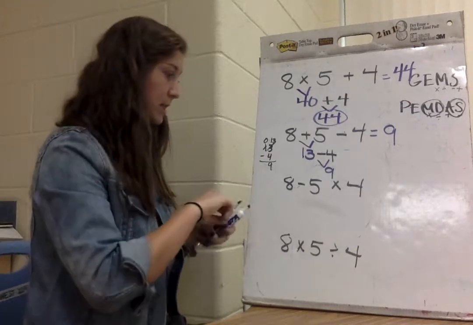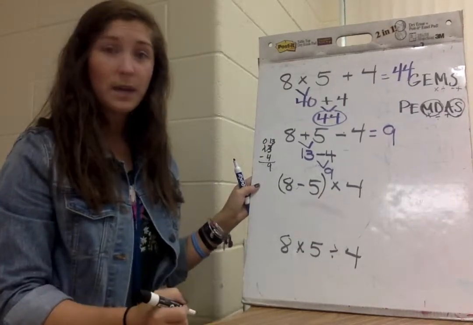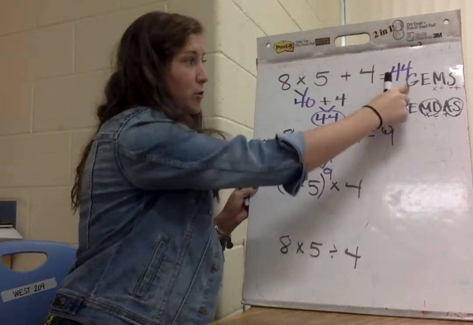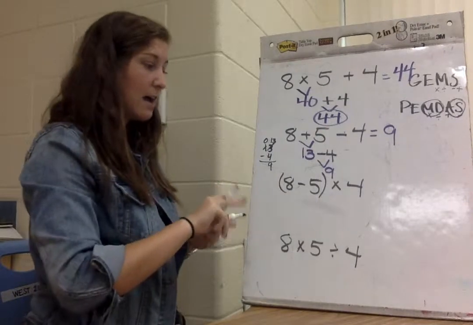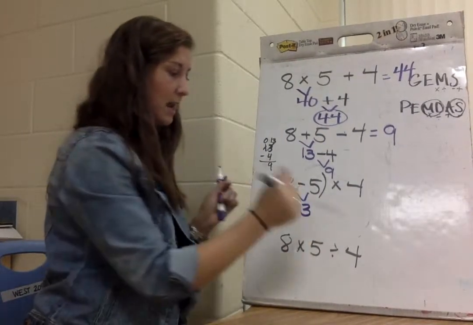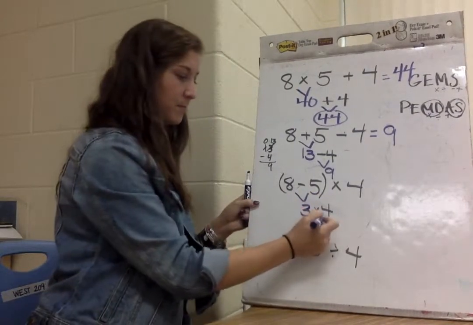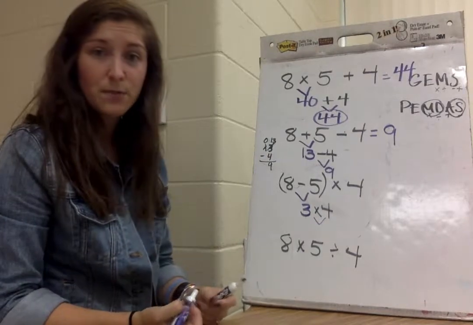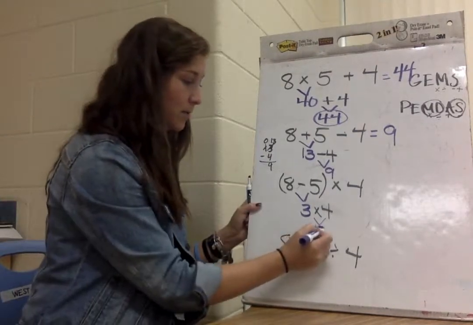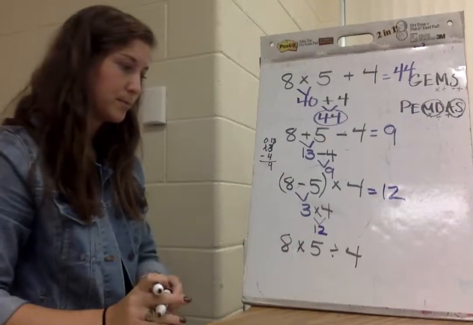Good, those are called parentheses, so I'm going to add parentheses around 8 minus 5. That means the P, or the G, grouping symbols or parentheses, I have to do that first. So 8 minus 5 I know is 3, and then I rewrite it 3 times 4. So 3 times 4 I know is 12. So that means that the answer to this problem is going to be 12.